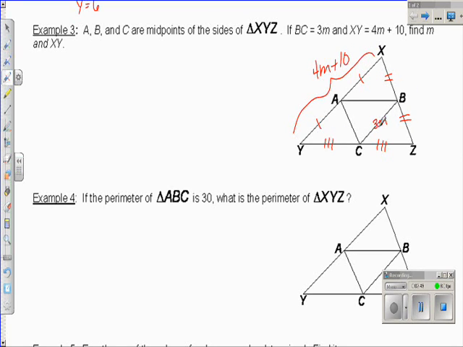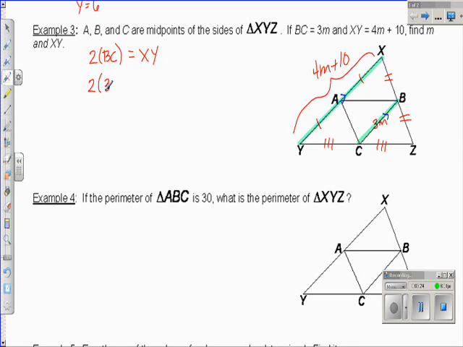Find M. Well, if BC bisects both the sides that it intersects, then we know that BC is parallel to XY. We know that BC is a midsegment. So we're looking at this line BC and this line XY right there. We know it's a midsegment. So from here, we can say that twice the segment BC equals XY. You could also say half of XY equals BC, but in this case, multiplying by 2 would be easier.